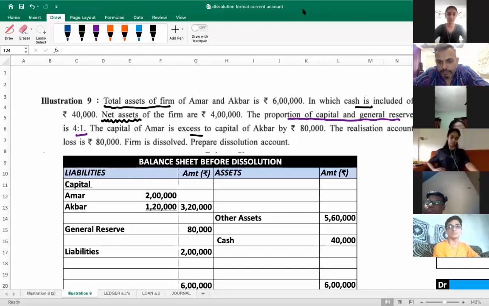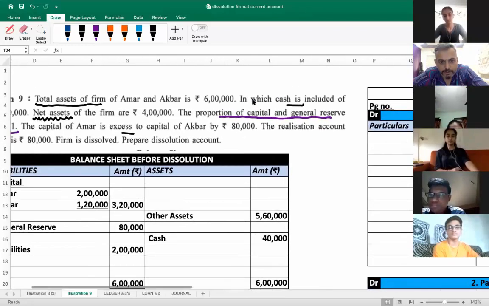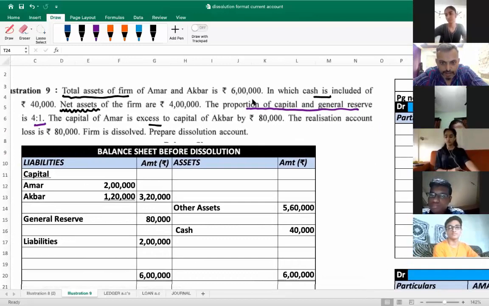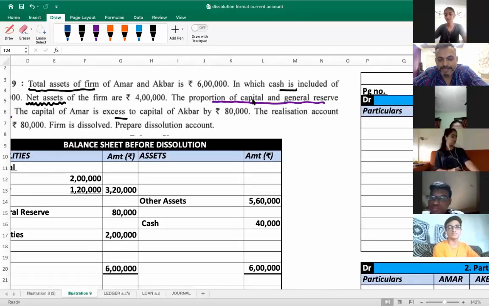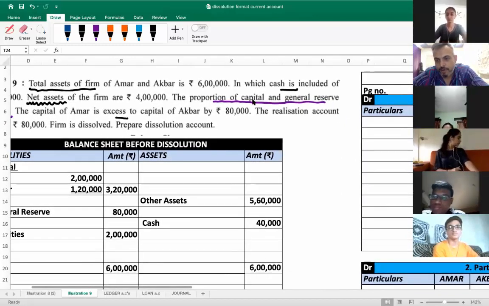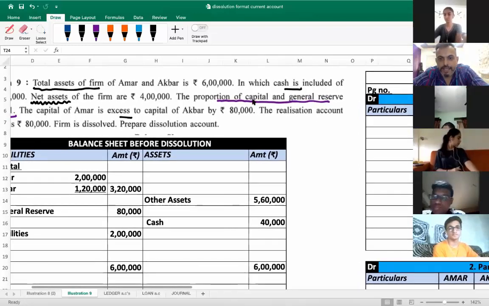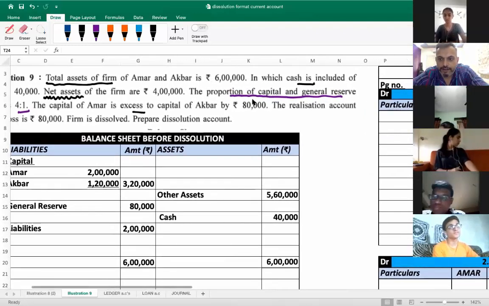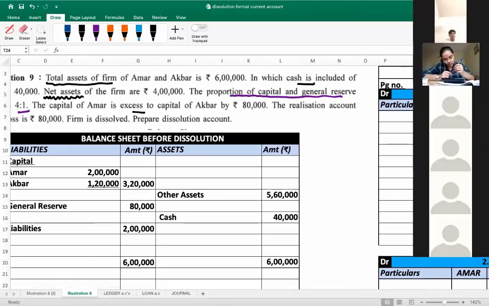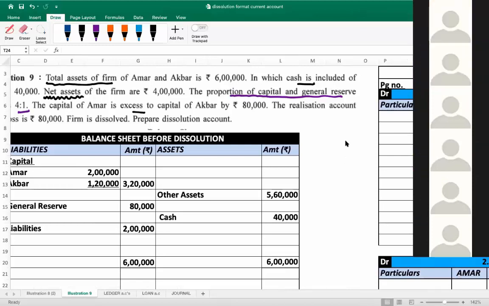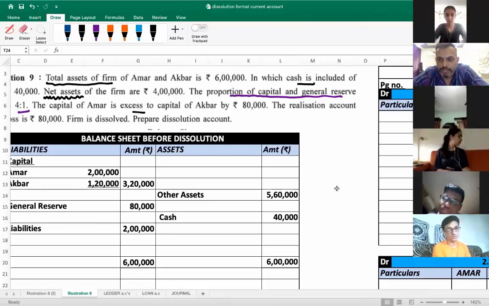Exactly. Dear students, please सब ध्यान दो. यहाँ पे क्वेश्चन में 4:1 एक रेशियो दिख रहा है, पर वो proportion of capital and general reserve है. तो यहाँ पे बेसिकली प्रॉफिट शेयरिंग रेशियो दिया नहीं है, और अगर प्रॉफिट शेयरिंग रेशियो नहीं दिया हो तो we have to take it equal. Please, please, please don't make a mistake.